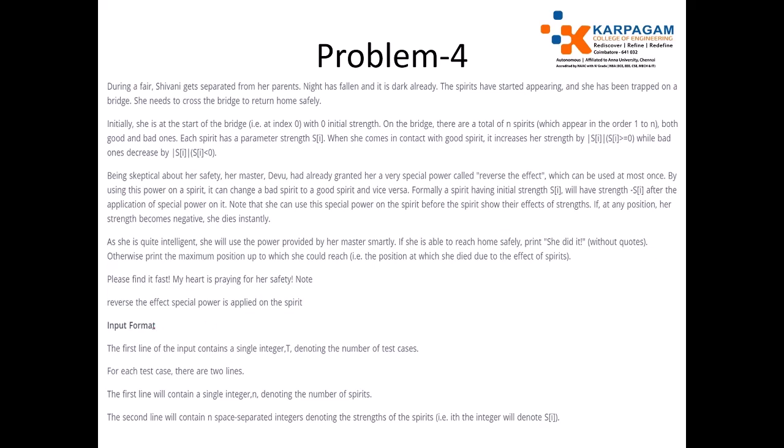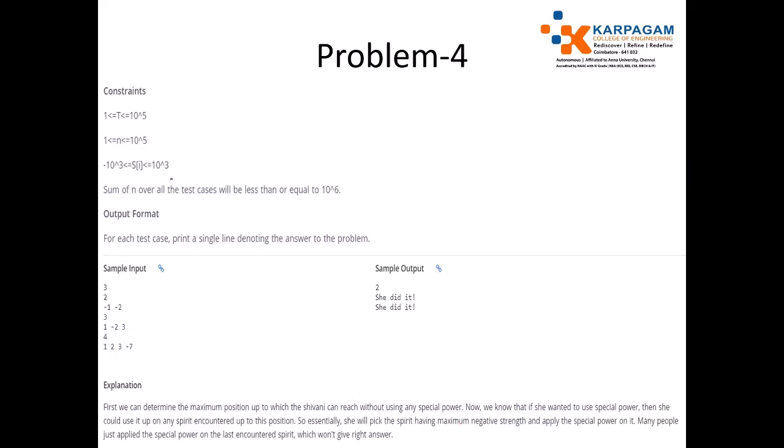Input format: the first line of the input contains a single integer T, the number of test cases. For each test case, there are two lines. The first line will contain a single integer n, denoting the number of spirits. The second line will contain n space separated integers, denoting the strength of the spirits. See here the constraints: T ranges from 1 to 10 to the power 5, n ranges from 1 to 10 to the power 5, S[i] ranges from minus 10 to the power 5 to 10 to the power 5. The sum of n over all test cases will be less than or equal to 10 to the power 6. For each test case, print a single line denoting the answer to the problem. This will give you the number of test cases, the size of the array and the array elements.